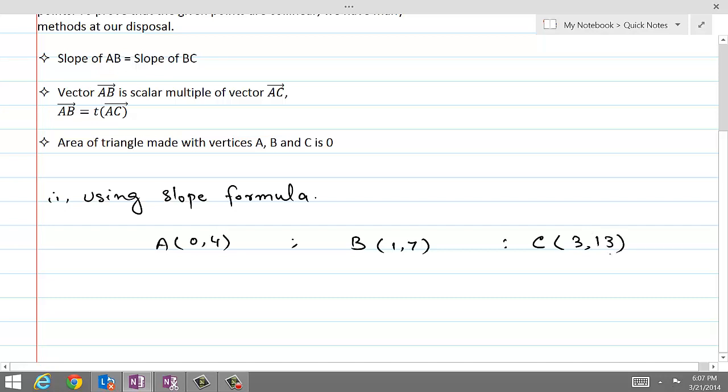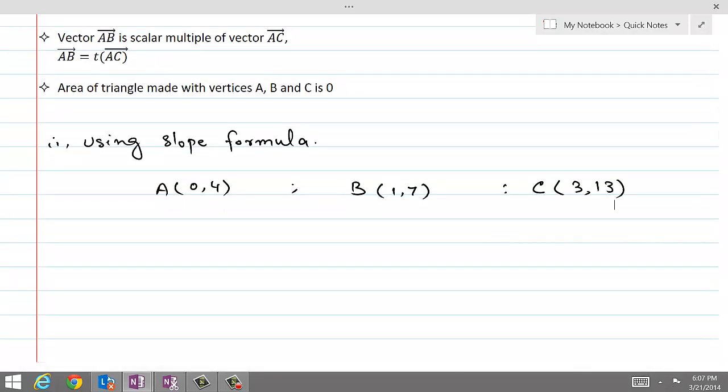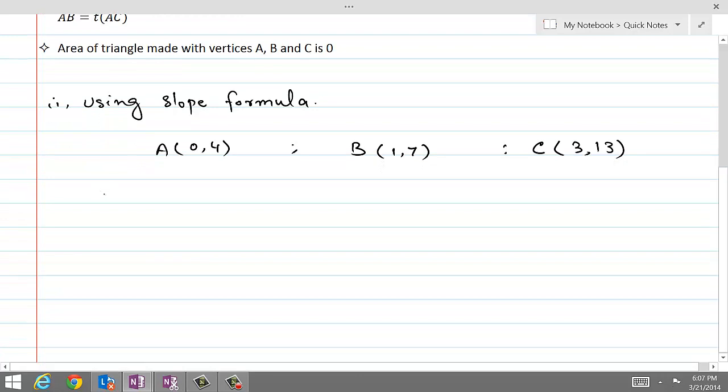Now if the points are collinear, means if all the 3 points A, B, C lie on the same line, then slope of AB and slope of BC must be same. Not only slope of AB and BC must be same, rather all possible 3 slopes, slope of AB, slope of BC and slope of AC, all must be same. So let's find out slope of AB.